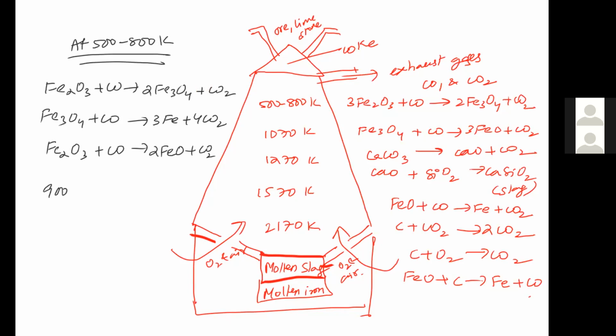What happens from 900 to 1500 Kelvin? Carbon reacts with carbon dioxide. FeO plus CO gives rise to Fe plus CO2.